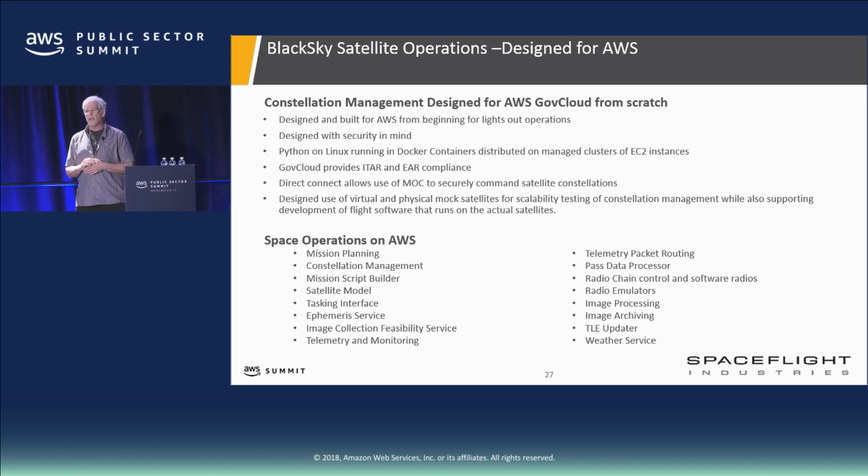We have something called the satellite model, which keeps track of all the satellites. We have a tasking interface, which Scott Systems will use to say, hey, take a picture of this. And then we also have something called an ephemeris service, which will tell you where the satellites are right now and in the future, so that when Scott's customers are saying, I want to take a picture, that system can say, your next opportunity to take it is in 4 hours, when the satellite will go over your target. And related to that is the image feasibility service.